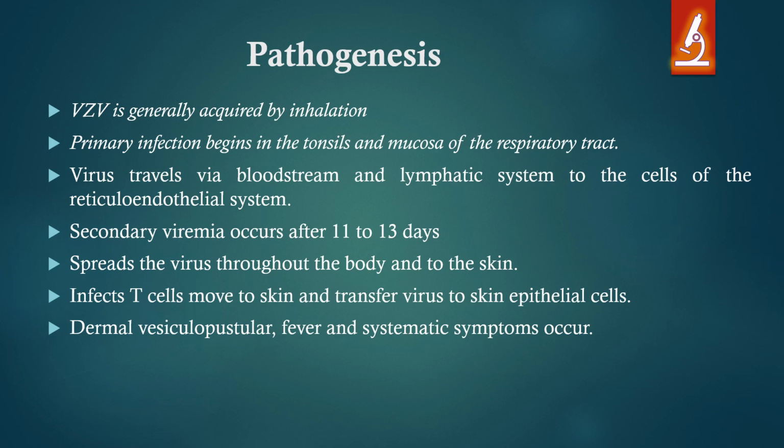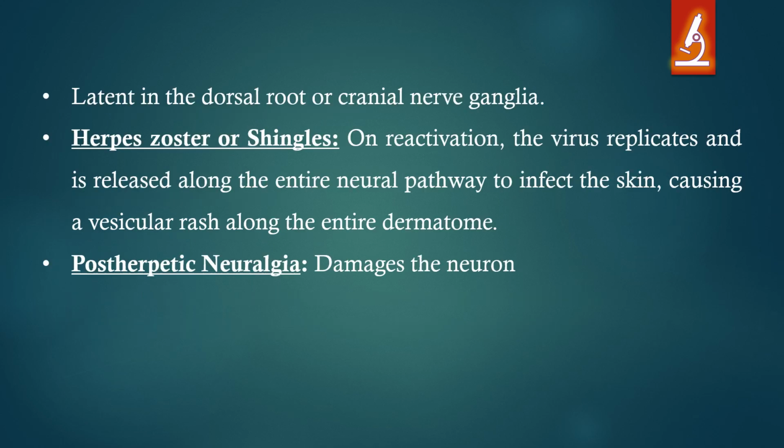The virus infects T cells and these cells can home to the skin and transfer virus to the skin epithelial cells. The virus overcomes inhibition by interferon alpha and vesicles are produced in the skin. The infections in the skin are dermal vesiculopustular lesions, and along with fever, systemic symptoms can occur. Virus replication in the lung is a major source of contagion.